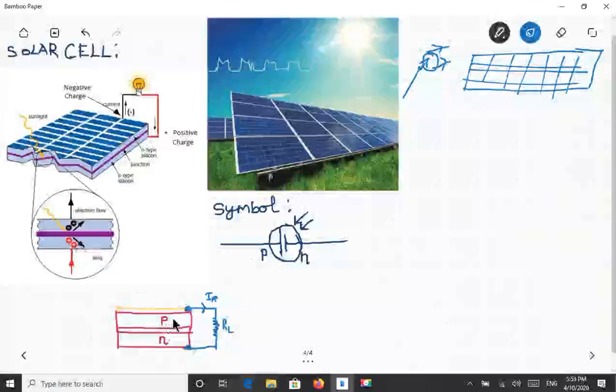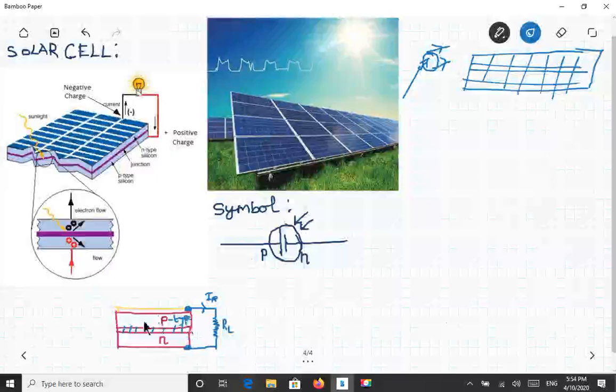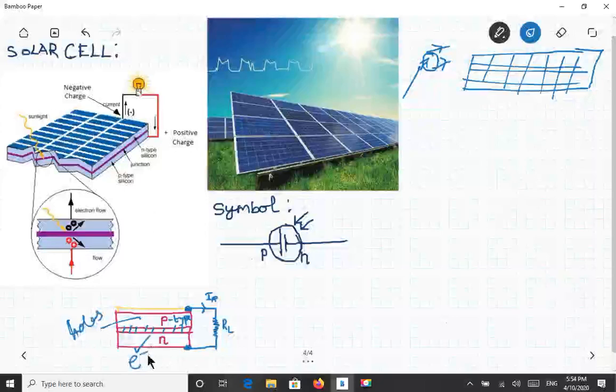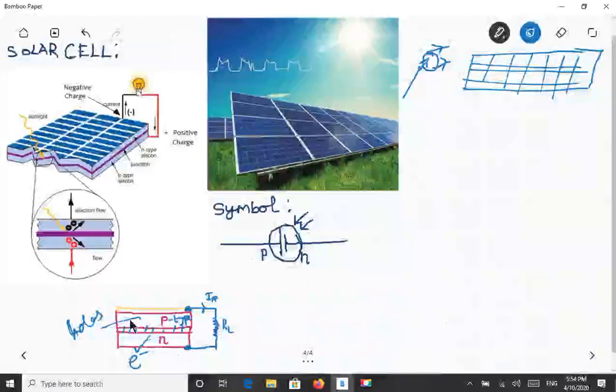So there will be a thin layer of PN junction like this. This is the depletion region in between those two, P and N. P means P-type semiconductor. What is the majority carrier of P-type? Holes. For N-type, electron is the majority carrier. So P-type means hole is the majority carrier. Both have been connected, so basically it is a diode. There is no battery in between.